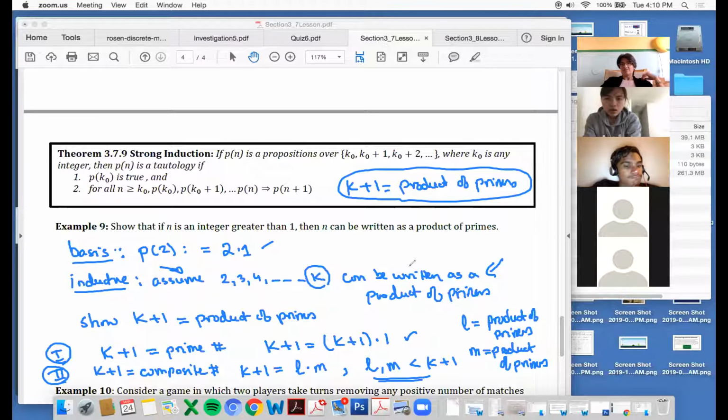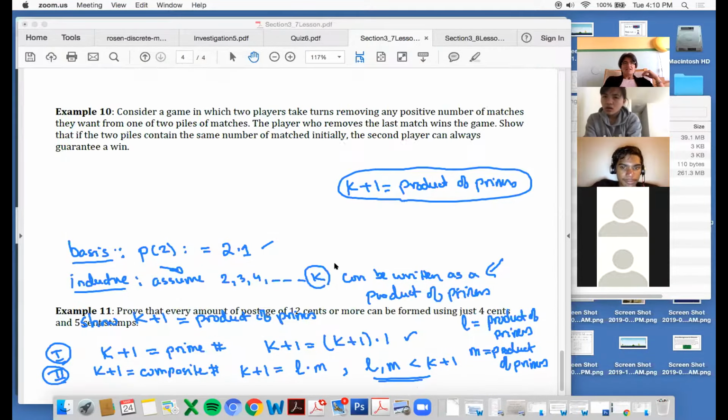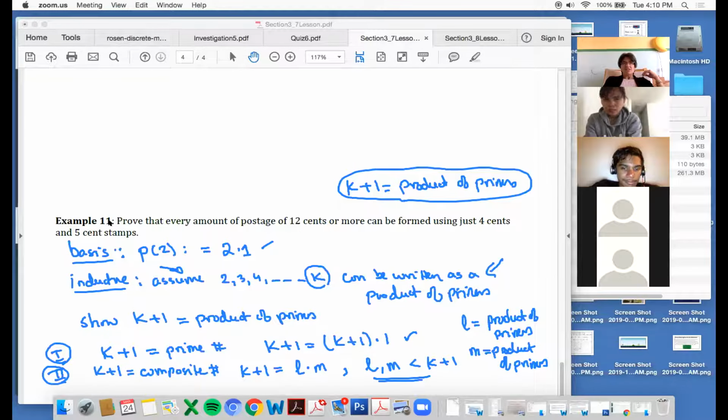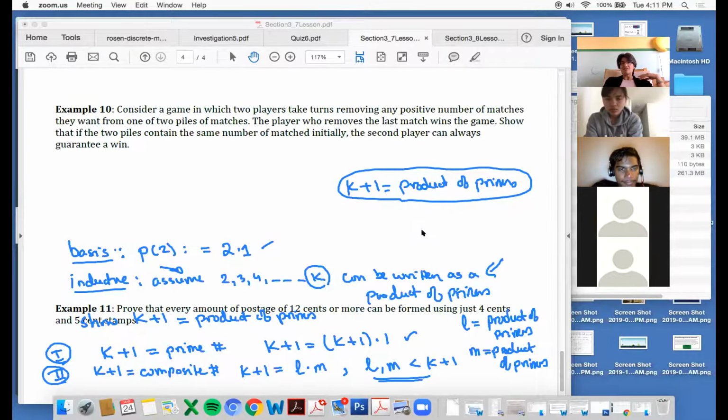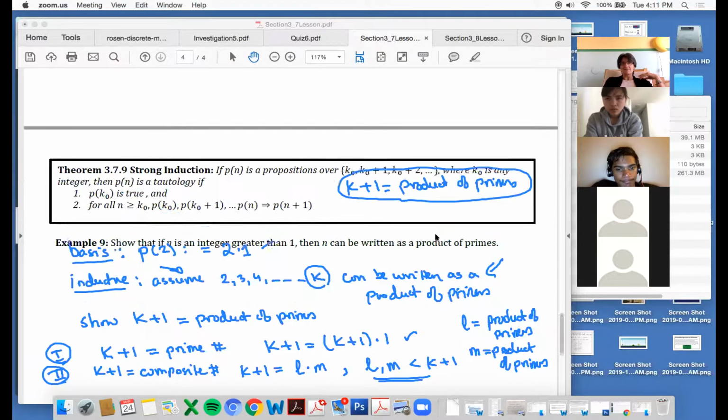And that'll be super similar to number 17, except we're doing it with sums. It's also very similar to example 11 in the notes, which is in the lecture video. There, 12 cents can be written as a sum of 4-cent and 5-cent pieces. So that's a sum argument, but it's very similar to this product one.